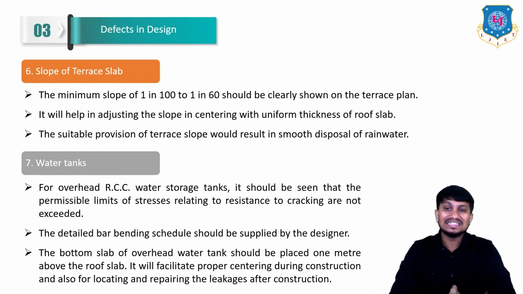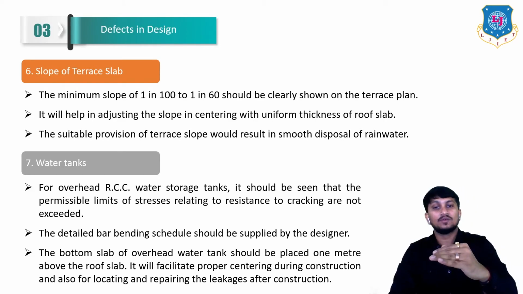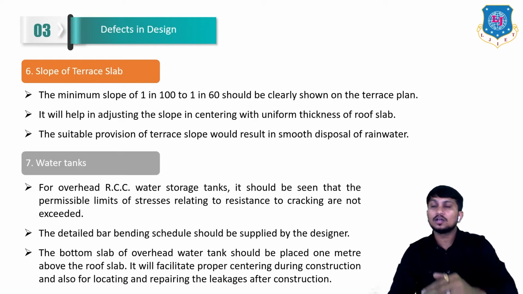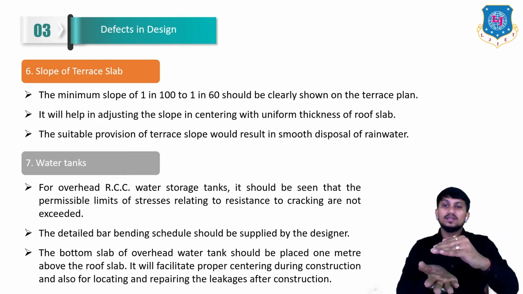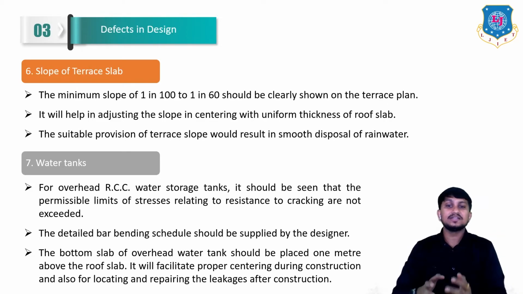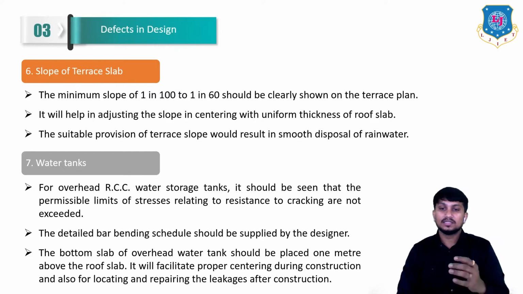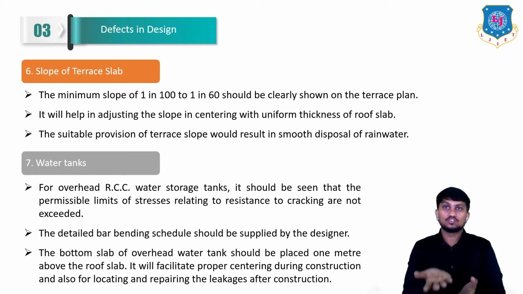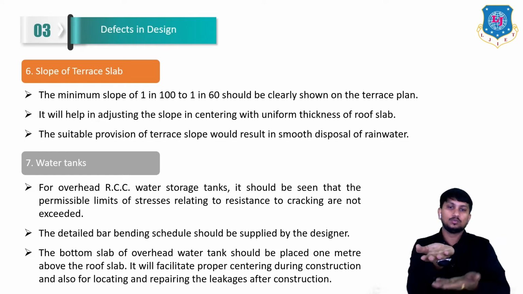The detailed bar bending schedule should be supplied by the structure designer. The bottom slab of the overhead water tank should be placed 1 meter above the roof slab to avoid the chances of water leakage. It will facilitate proper centering during construction and also for locating and repairing the leakage after the construction. If possible, the overhead water tank should be above the roof level.